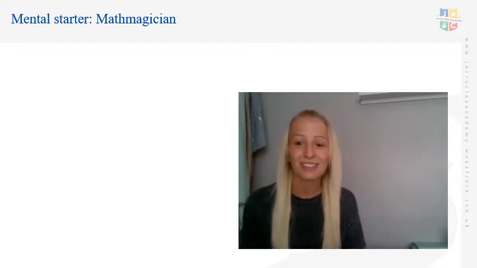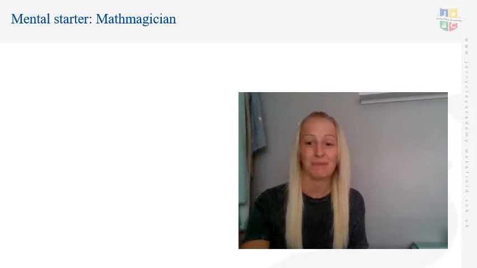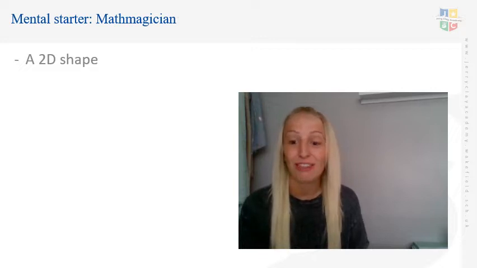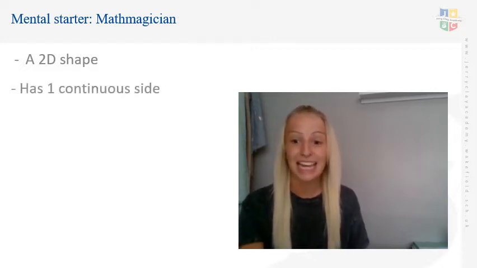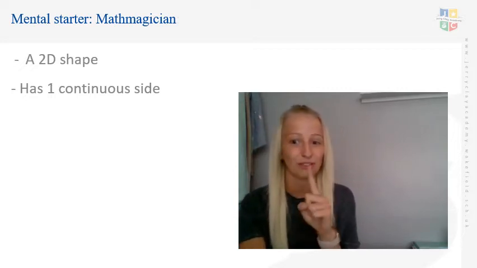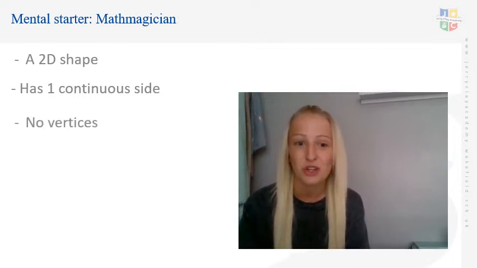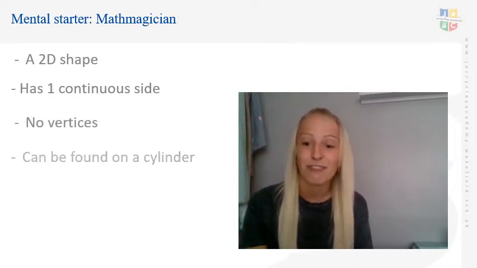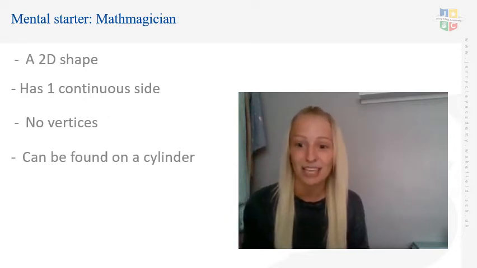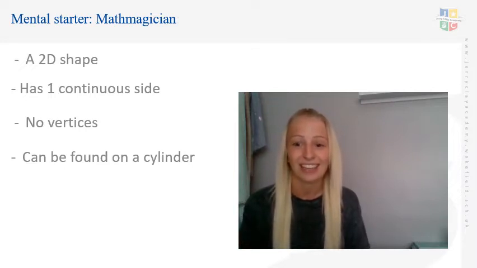Brilliant, so we're going to start our lesson off with our math magician skills. Today I am thinking of a shape. Let's see if you can use the clues to read my mind and guess my shape. The first clue is it is a 2D shape, so it is flat and only found on a 3D shape as a face. It has one continuous side, continuous meaning it keeps on going, it doesn't stop. So it also means that my shape has no vertices. And you can find my 2D shape on the face of a cylinder. If you have your cylinder object from yesterday, that will really help you to guess my 2D shape. So see if you can pause the video now and guess my 2D shape.